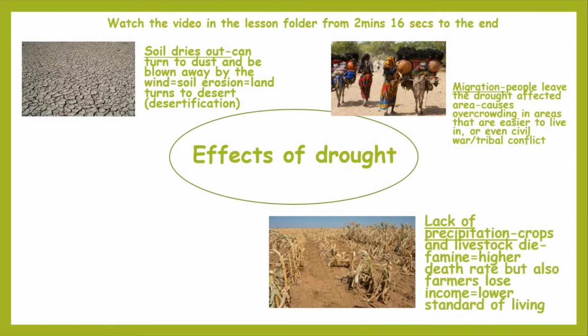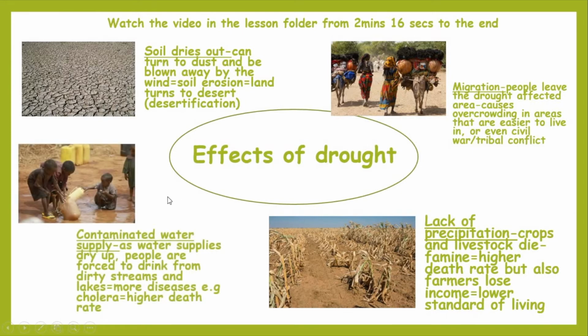Also, if there's not enough rain, like I just touched upon, crops and livestock are going to die. And that's going to mean there's not enough food to go around. We call that famine. And if people are starving, they're going to die, so that's going to increase your death rate as well. In addition to that, if the crops and livestock are dying, farmers in LICs have got nothing to sell, so they've got no money coming in to support their families. Their standard of living is going to decrease.